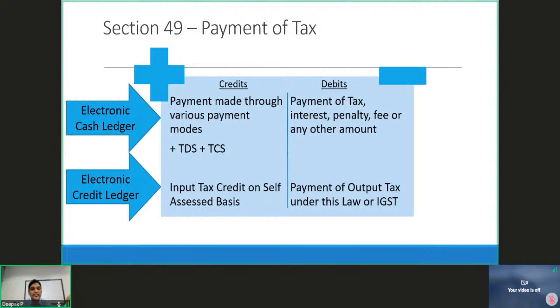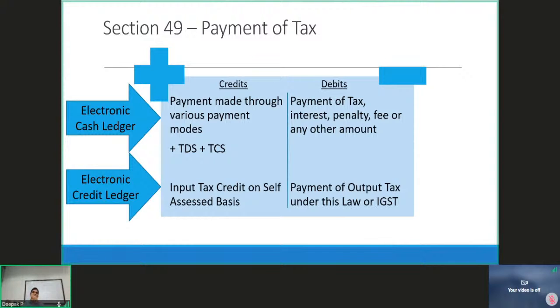Now you will have to credit these ledgers. When we say ledgers, it is equivalent to the ledgers we have studied under accounting. Ledgers will have balances and will have transactions. Now you have to credit these ledgers. How will you first credit the electronic cash ledger? Through payment through various modes. Now we will read through what the various modes of payment are. Whenever you make payment through those 3 modes, the amount gets credited in your electronic cash ledger.